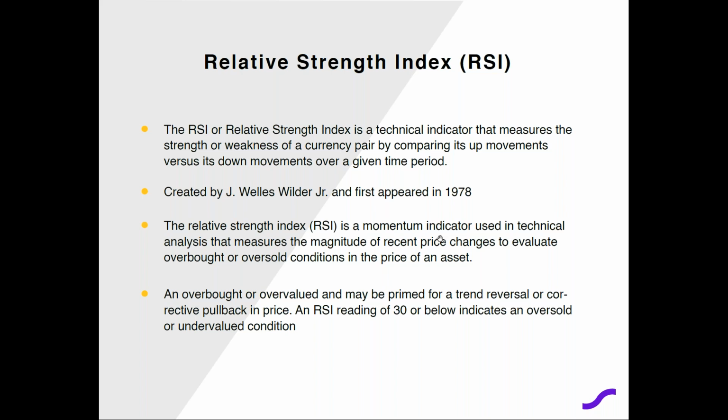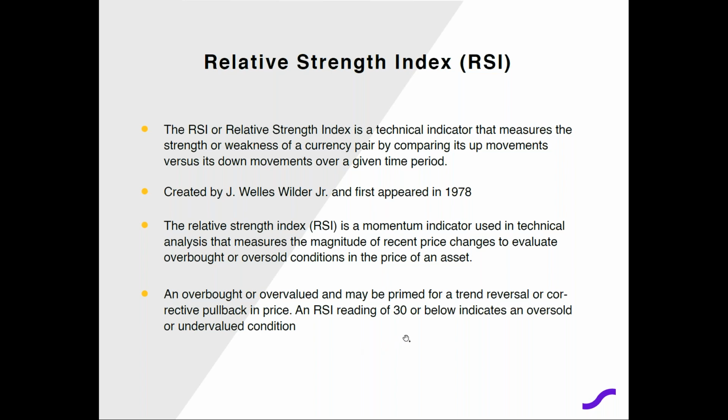This indicator was used back in the day in the 70s. This is how far back it goes. It was one of the first indicators that was created for trading, especially trading online. The Relative Strength Index, also known as the RSI, is a momentum indicator which is used for technical analysis that measures the magnitude of recent price changes to evaluate overbought and oversold conditions in the price of an asset. So an overbought asset is overvalued and maybe primed for a trend reversal or corrective pullback in price.